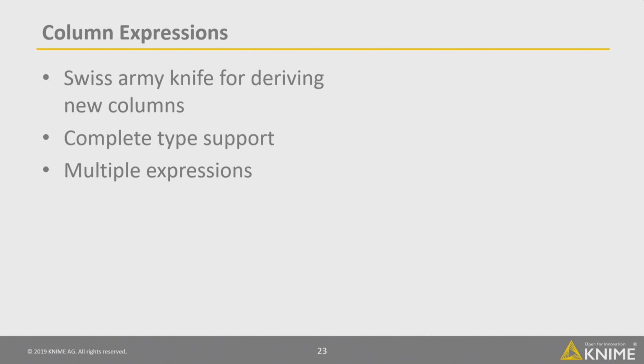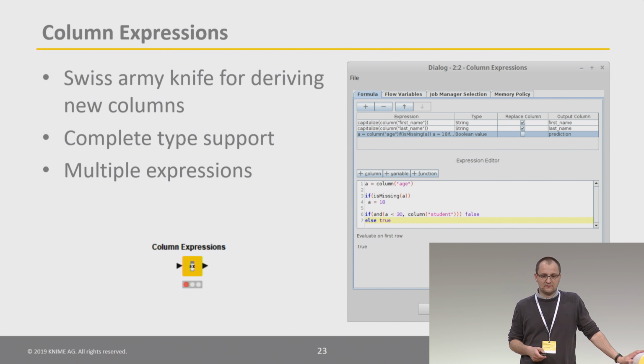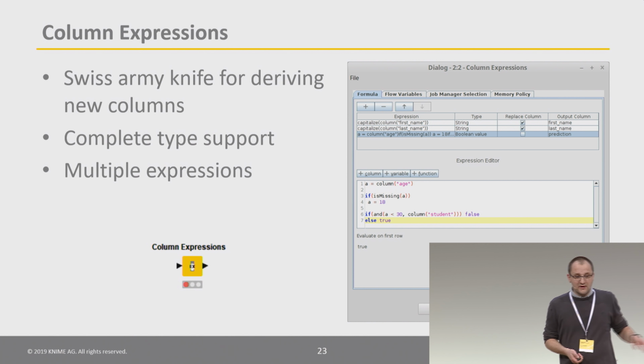This one is important. This one is for everyone who's doing just basic data manipulation. The Column Expression node. It's kind of our Swiss Army knife for data preprocessing. For those of you who are used to designing KNIME workflows, it's kind of a mixture of the Rule Engine node, String Manipulation, Math Formula, and also, to some extent, Java Snippet.